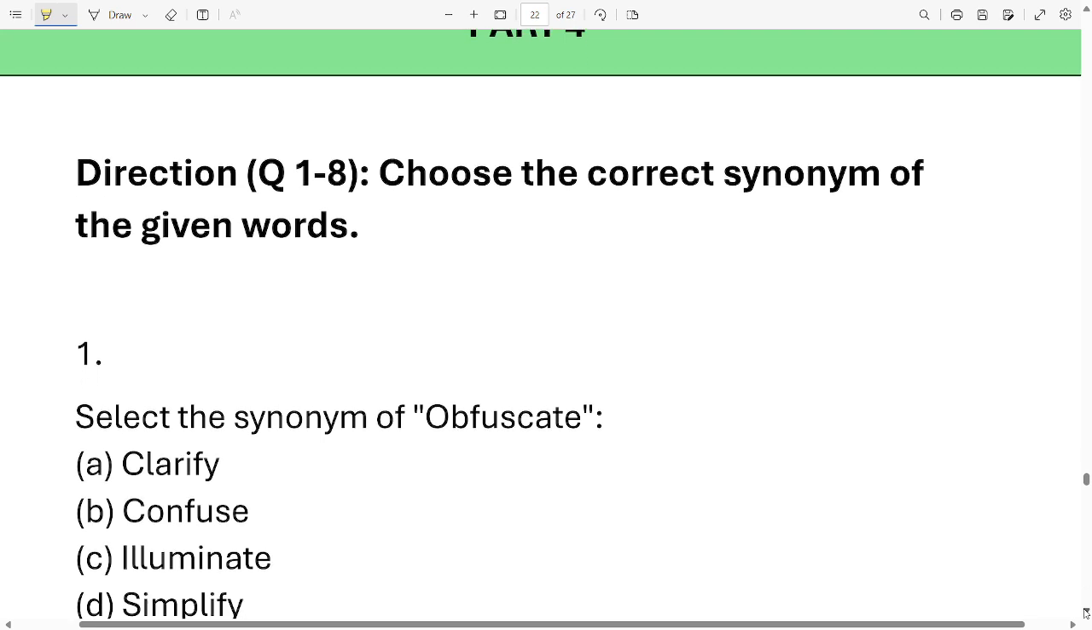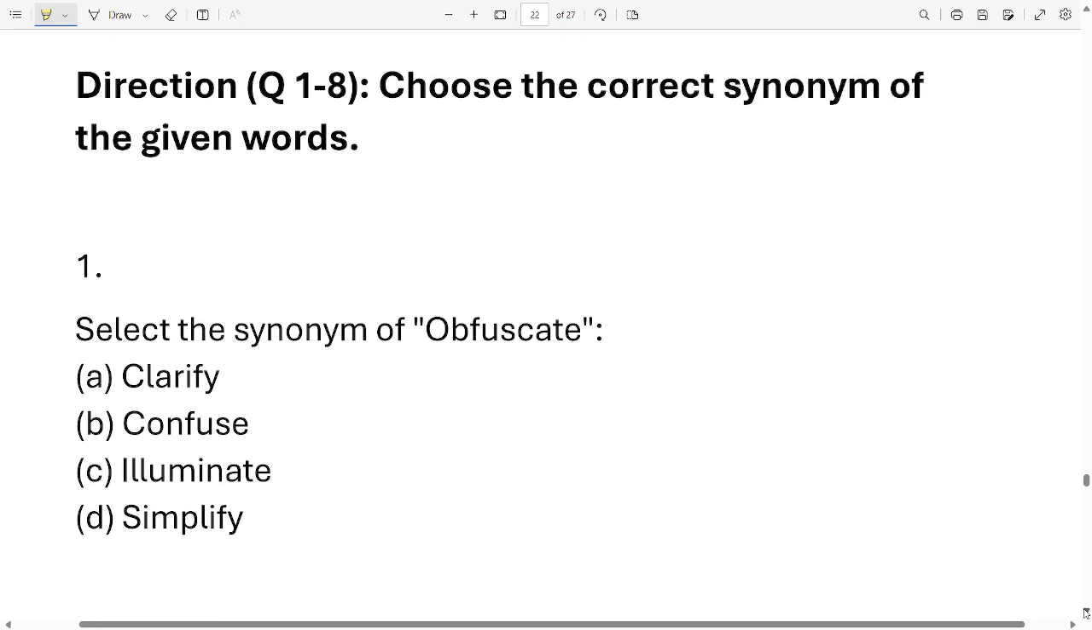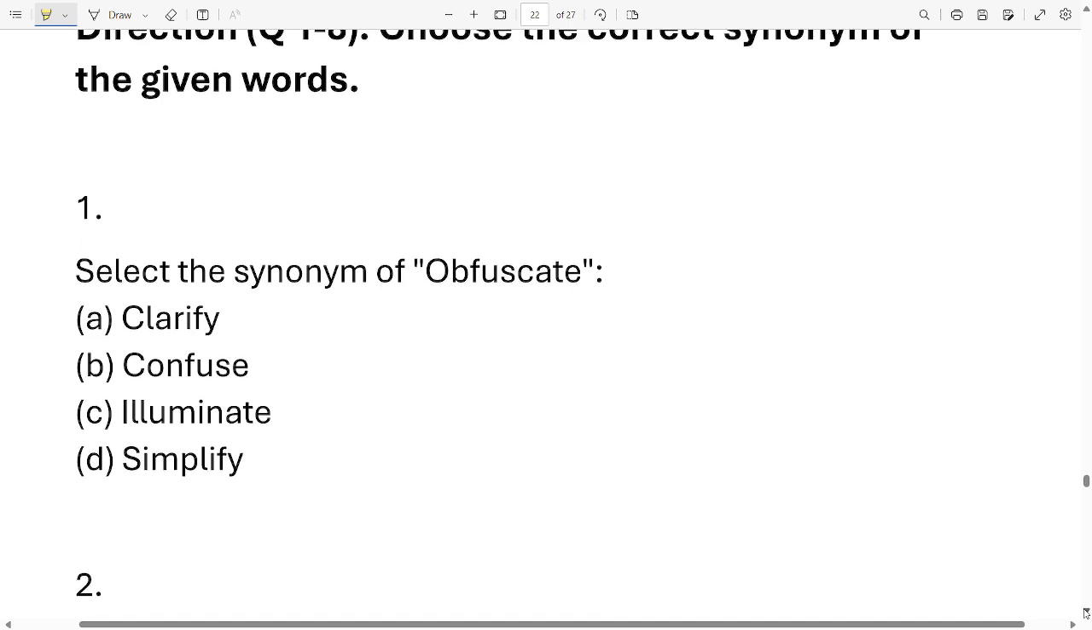Part 4, we have reached part 4. It is having 8 questions, and the instruction to solve them is choose the correct synonym of the given word. Okay, so let's get started. You have to choose the synonym of the given word.